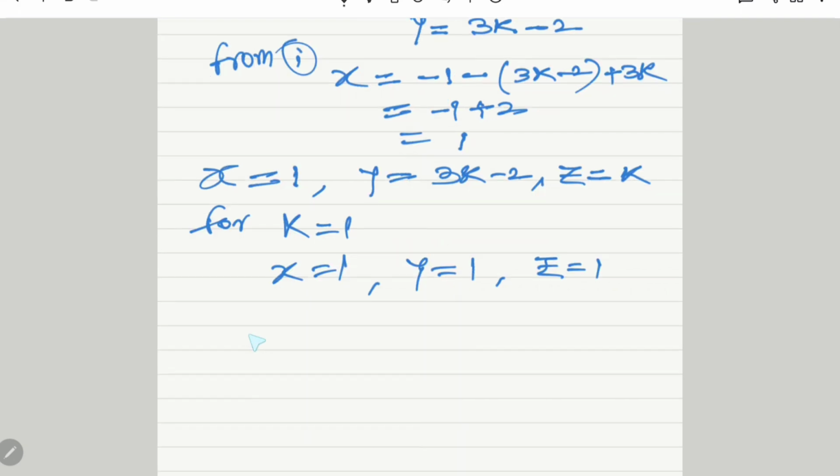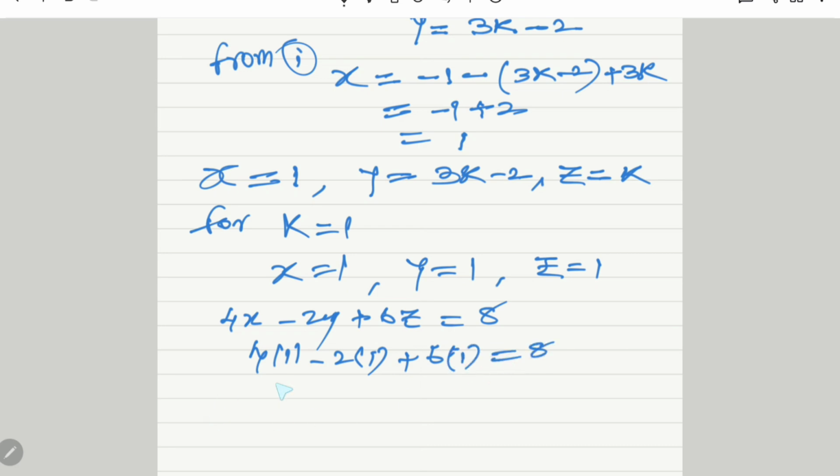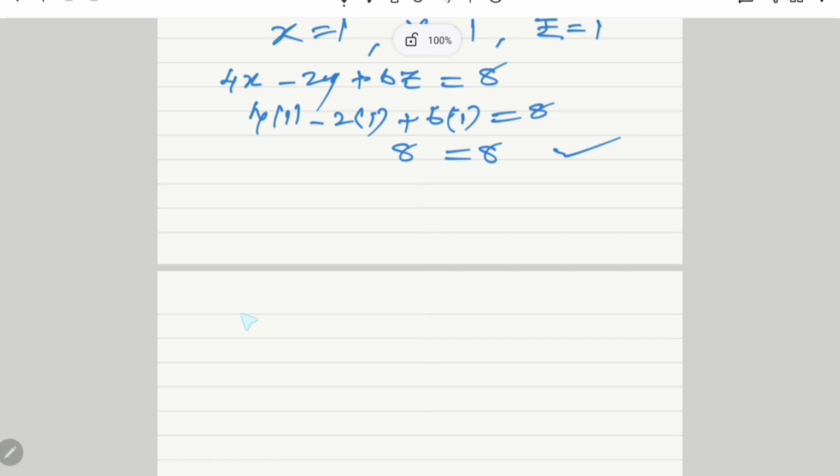Therefore, the first equation is, I will write down that equation once again, 4x minus 2y plus 6z is equals to 8. Therefore, 4 into 1 minus 2 into 1 plus 6 into z, z is 1, and equals to 8. 4 plus 6, 10. 10 minus 2, we get 8. 8 is equals to 8. First equation is satisfied.